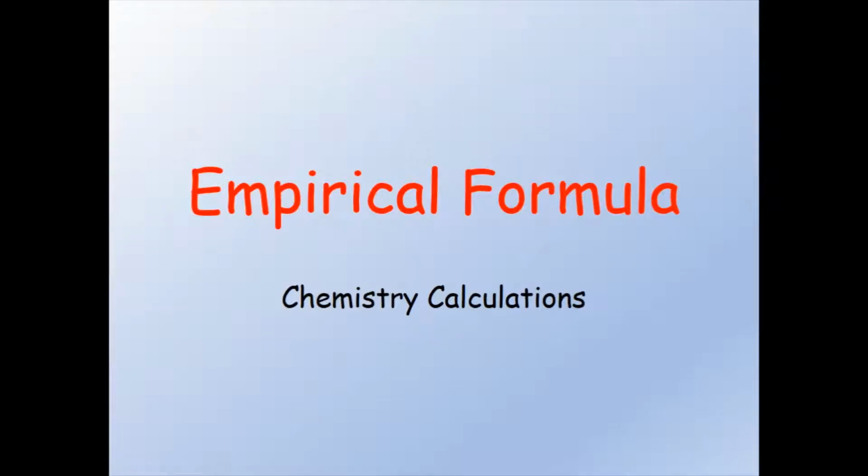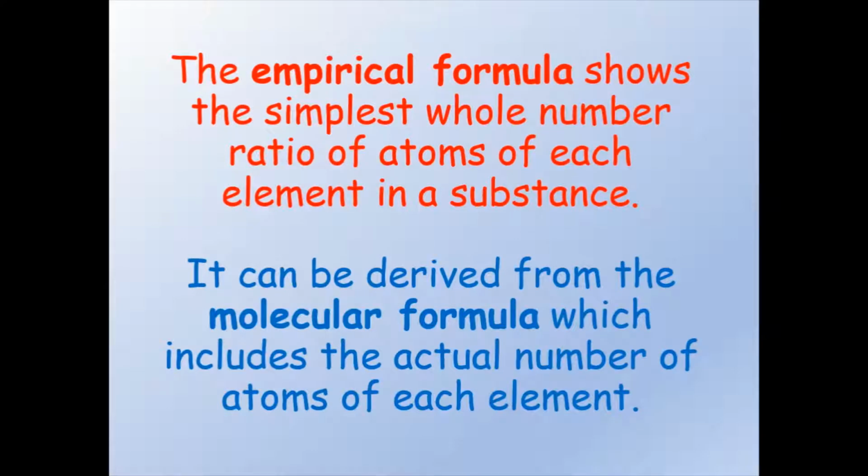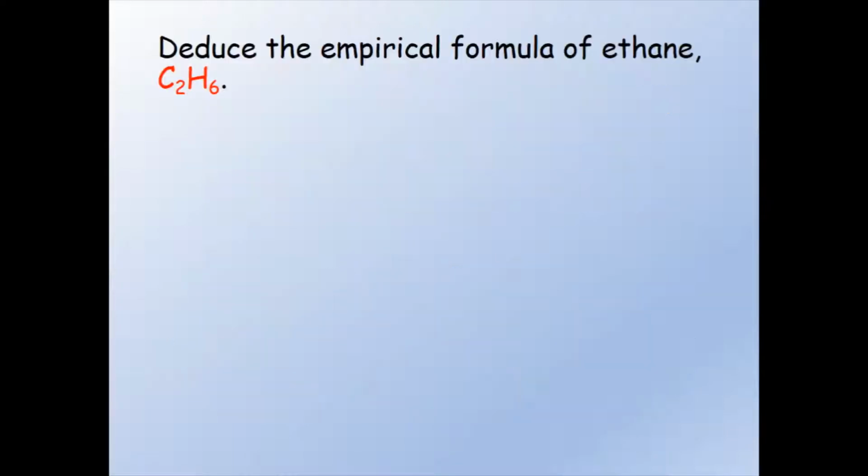In this video, we are going to look at how to find the empirical formula of a substance. The empirical formula shows the simplest whole number ratio of atoms of each element in a substance. It can be derived from the molecular formula, which includes the actual number of atoms of each element. Let us look at an example question.